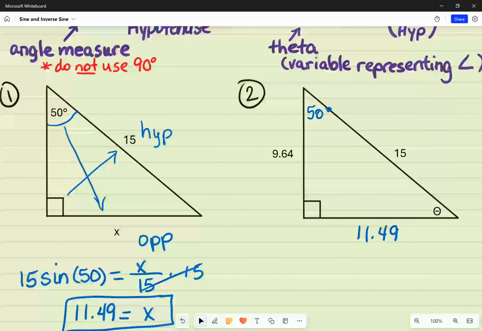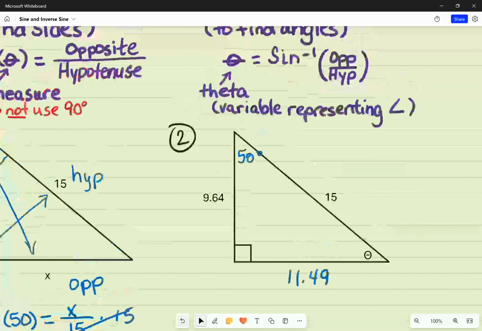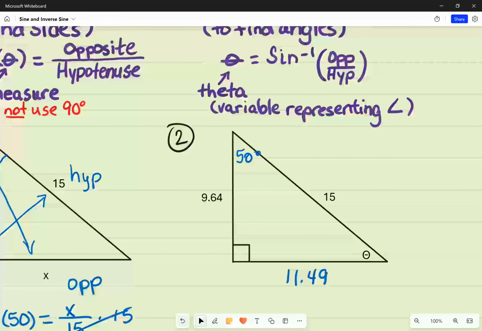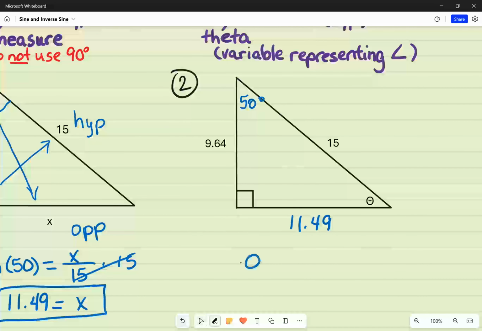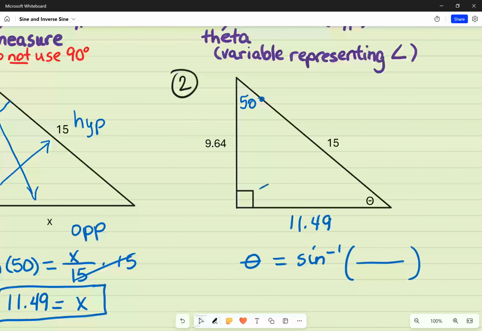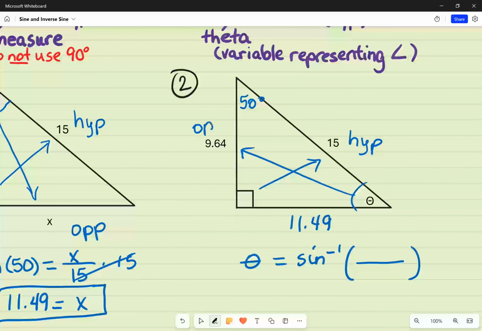So let's go ahead and set it up using this formula above. This time I'm using the inverse of sine. So I set it up as theta is equal to the inverse of sine, and I'm still doing the opposite over hypotenuse. So let's go ahead and label. Across from my right angle symbol, that's my hypotenuse. What I'm trying to find this time is the theta. So across from that is the side that's opposite. So let's go ahead and put opposite here.